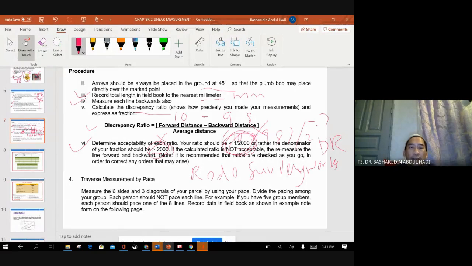Okay, traverse measurement by pace. Measure the 6 sides and 3 diagonals of your puzzle by using your pace. Divide the pacing among your group. Each person should not pace each line. For example, if you have 5 group members, each person should pace one of the 8 lines. Record data in field books as shown in the example note on the following page.